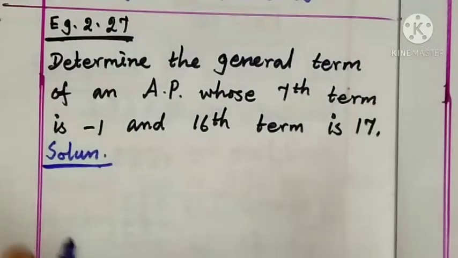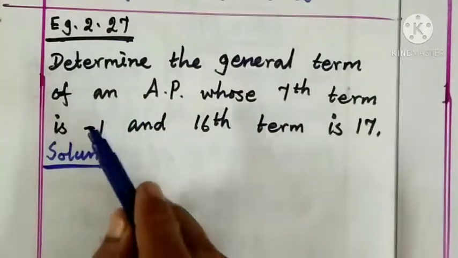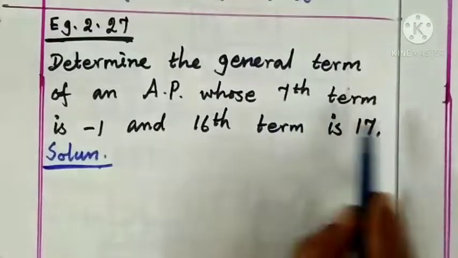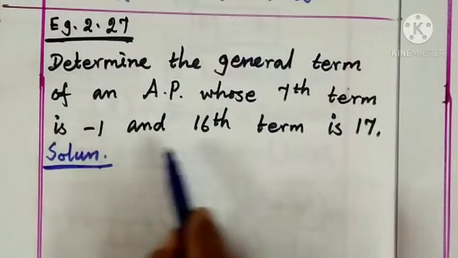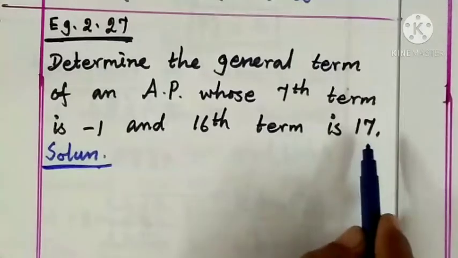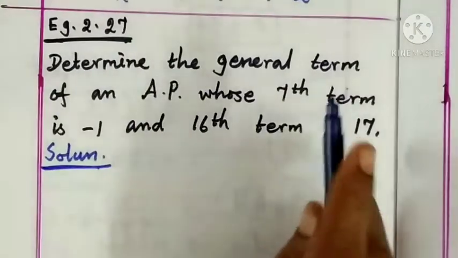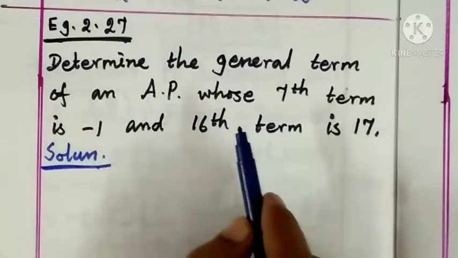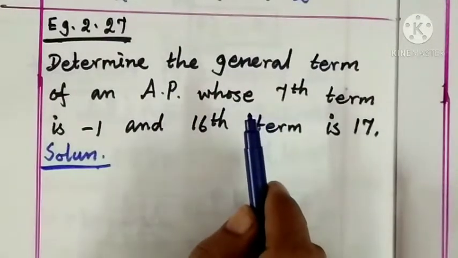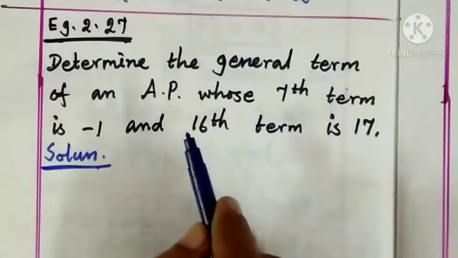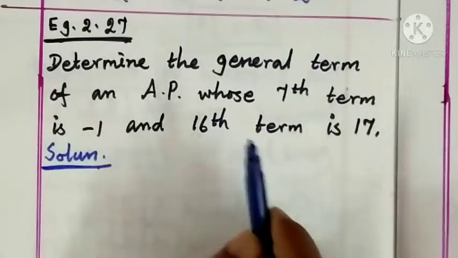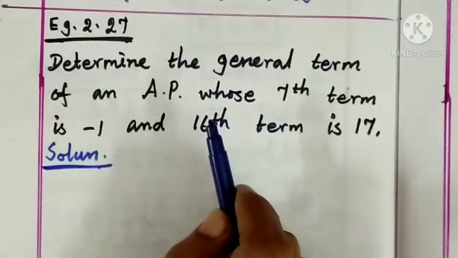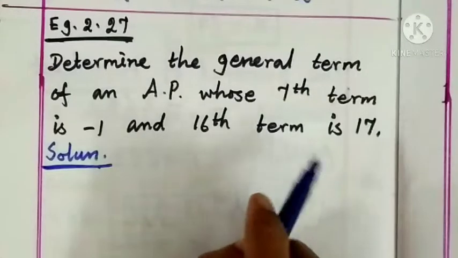Let us see the example 2.27. Determine the general term of an AP whose 7th term is minus 1 and 16th term is 17. In this question, the values of T7 and T16 are given. We have to find the general term of an AP. That means, first you have to find the value of A and the value of D. Then you have to apply these two values in the general term of an AP.